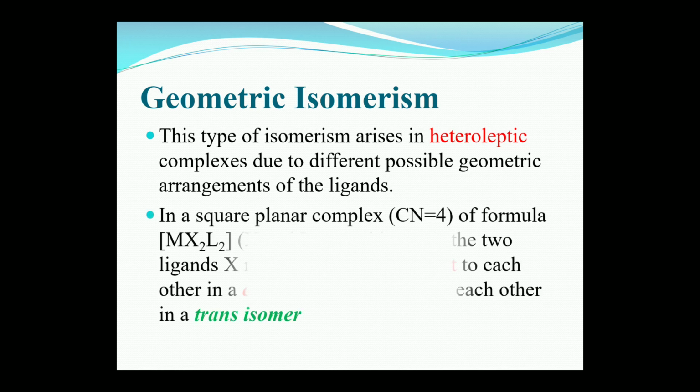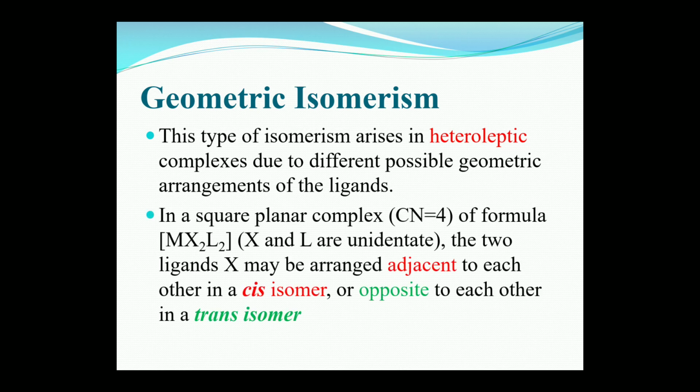Now first we talk about geometrical isomerism. This is the type of isomerism that arises in heteroleptic complexes due to different possible geometrical arrangements of the ligands. Here we discuss square planar complexes of the formula MX2L2, where X and L are unidentate ligands, and the two ligands X may be arranged adjacent to each other in a cis isomer.